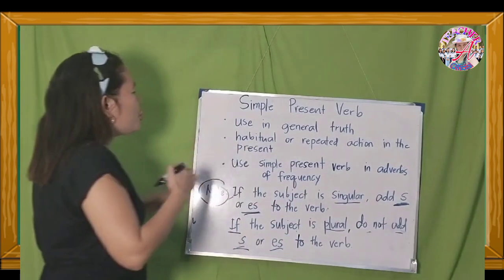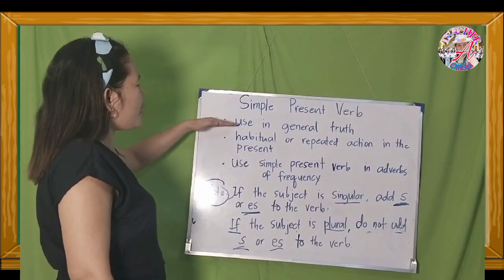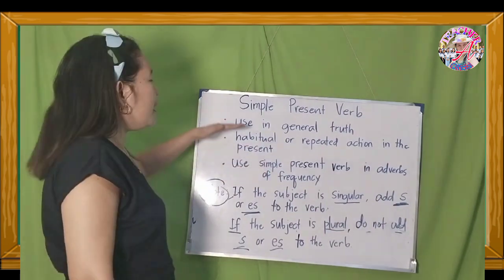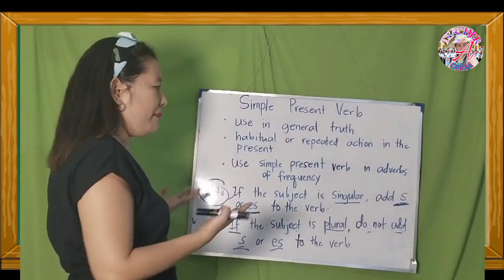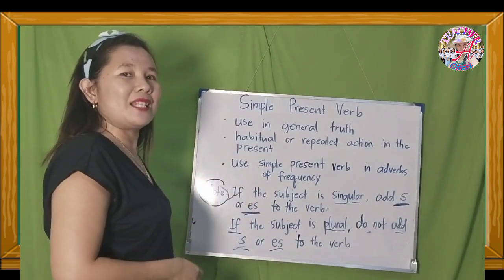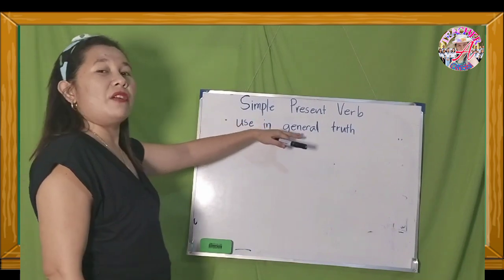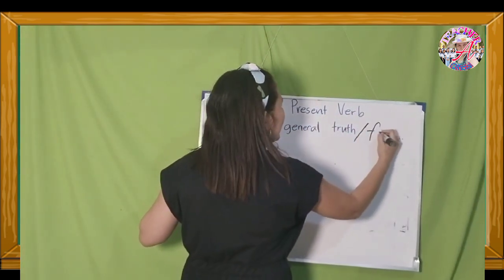Now, to make it more understood, I'm going to give you an example of each usage of simple present, so that you know how to use them when you make a sentence. Alright, use in general truth or fact.